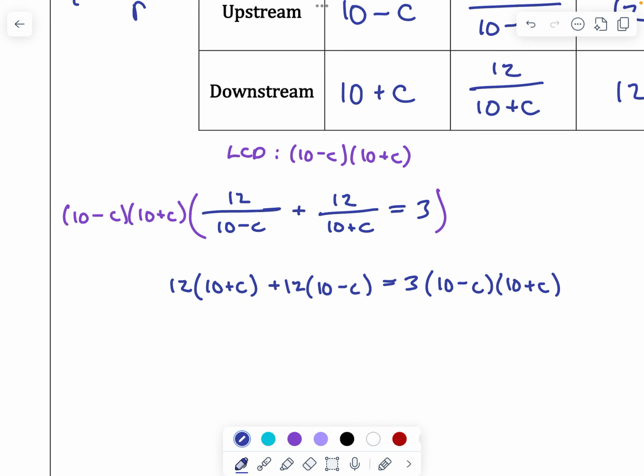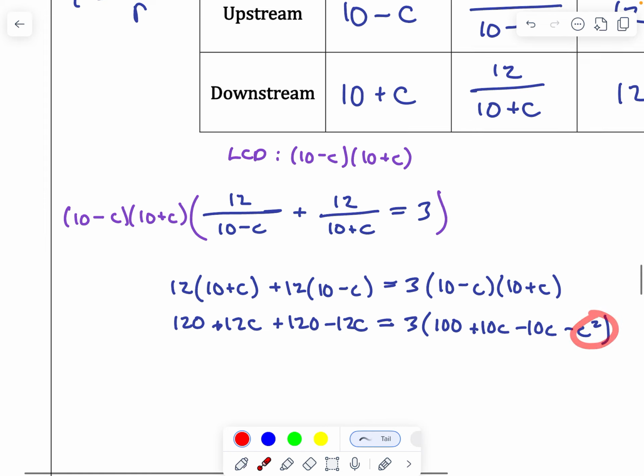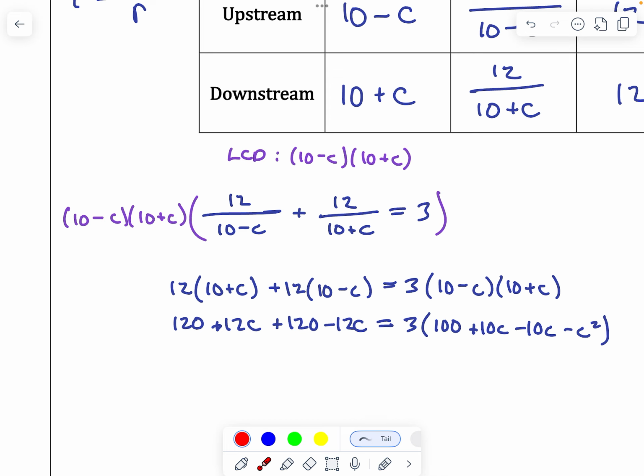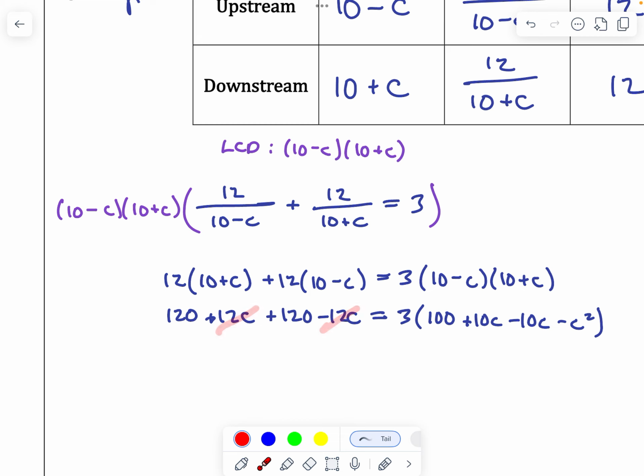And this is going to give us 120 plus 12c plus 120 minus 12c. That's going to be nice. Over here we have 3 times 100 plus 10c minus 10c minus c squared. There it is, right? There's the square. That's what makes it quadratic, right? All right, cool. You can see right here the 12c and the negative 12c are going to cancel out. Make sure we add the 120s. That gives us 240 equals, over here, the 10c and the minus 10c will cancel out.